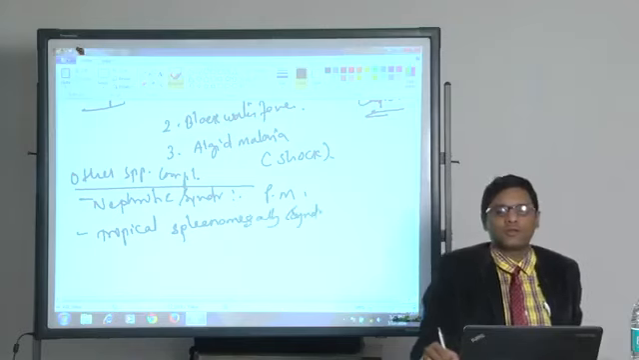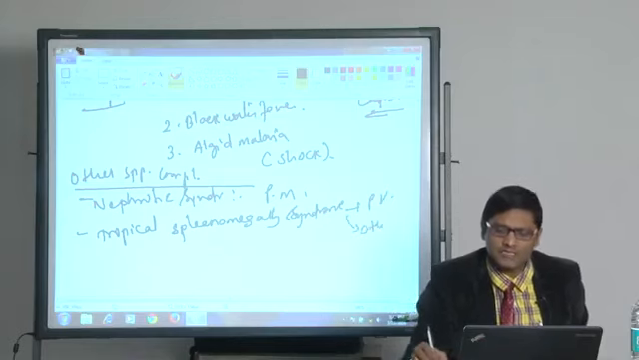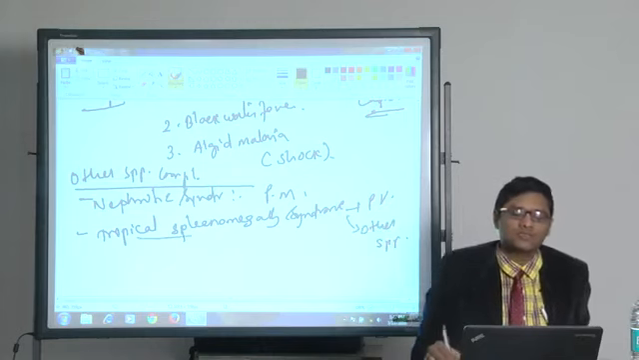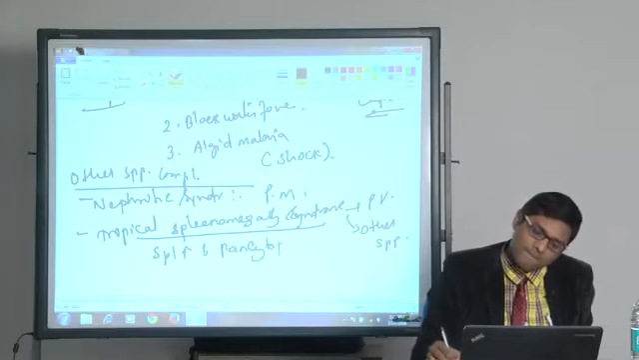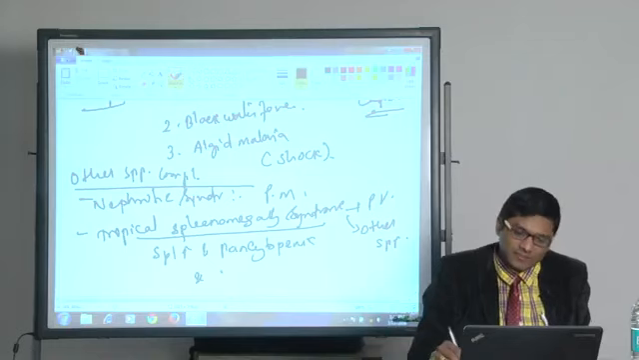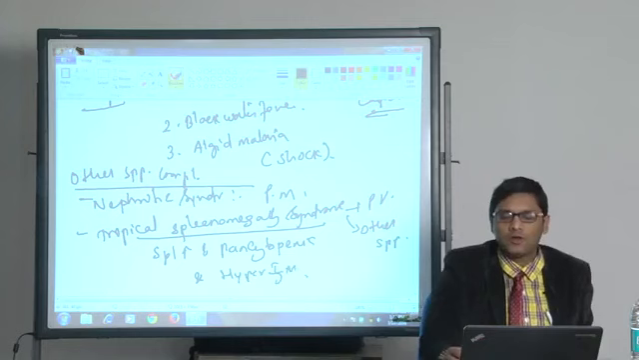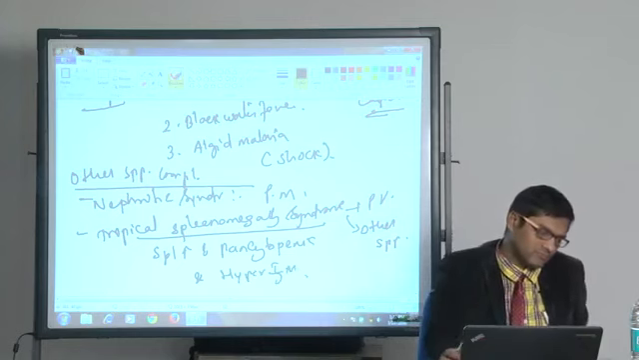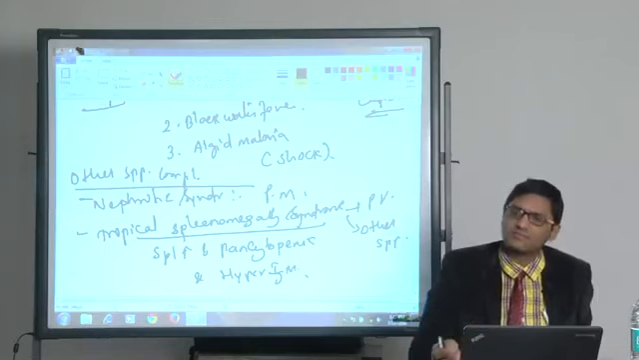Tropical splenomegaly syndrome is seen mainly in vivax, or maybe in other species also. Tropical splenomegaly syndrome is characterized by splenomegaly and pancytopenia and hyper IgM. Three components will be there: splenomegaly, pancytopenia and hyper IgM. Okay, so all these are various manifestations.